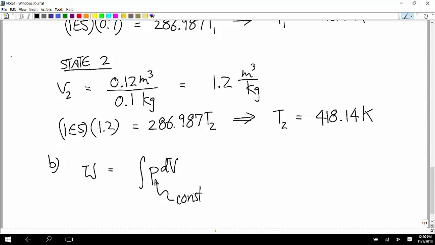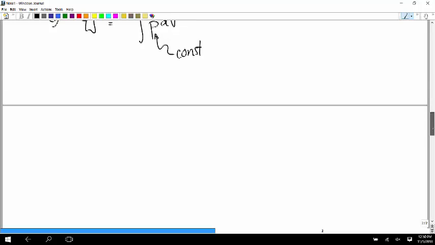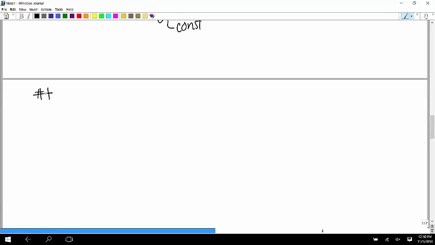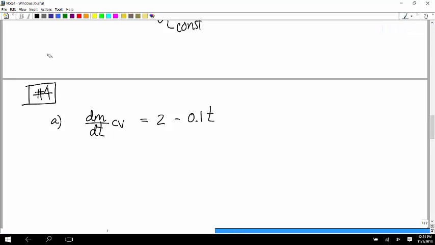So you came up with, okay, so on number 4, you had this expression. Part A was just coming up with this expression, dm/dt for the control volume is equal to 2 minus 0.1 t. And then it said it started at a mass of 50 kilograms, and we want to know where it empties.